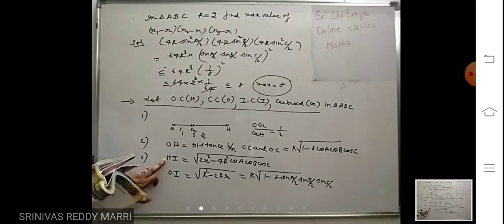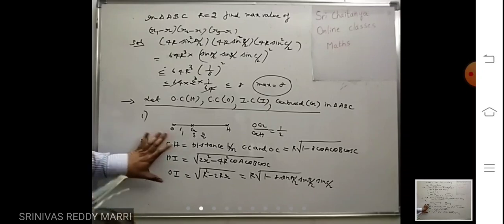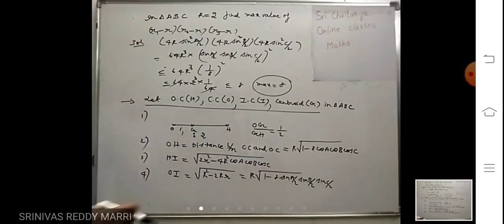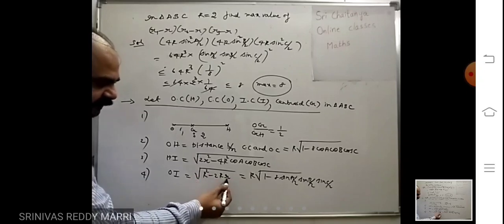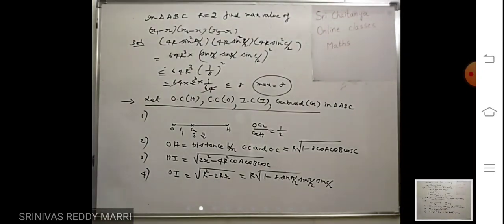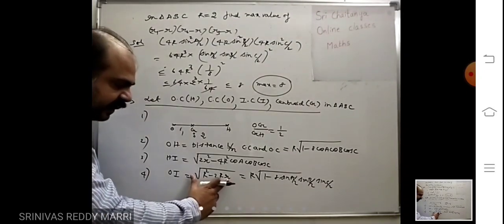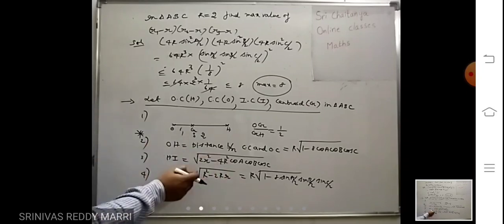And this is the distance between orthocenter and incenter. These three formulas you have to remember. Whenever you get the distances, you have to substitute this formula. This formula is the basic formula. Here you substitute the small r value: small r is 4R sin A by 2, sin B by 2, sin C by 2, and you will get this one. Whenever time is there, you prove these two.